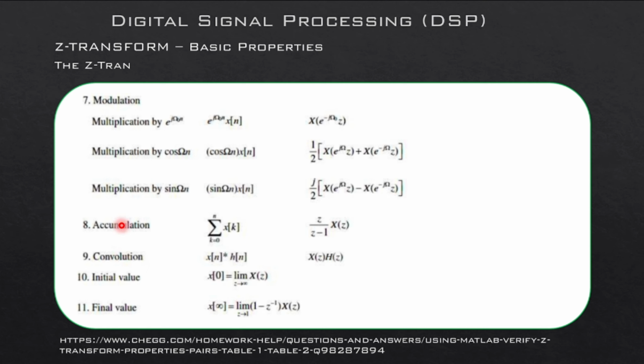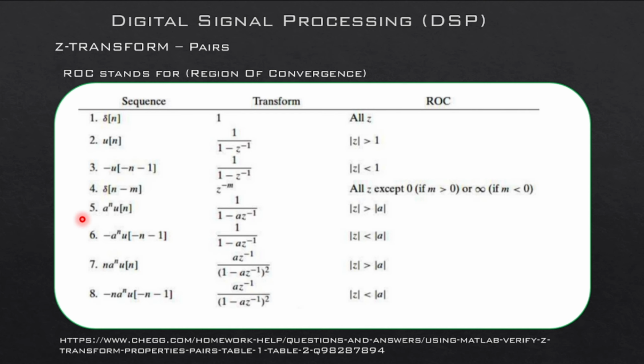Accumulation, meaning the sum from k equals 0 to n of x[k], gives you z over z minus 1 times X(z), etc. And the convolution also gives you a product, H(z) times X(z). So those are some of the main properties. Now the region of convergence. Region of convergence means the regions where this system or the values exist. They are not infinity. This is what convergence means.